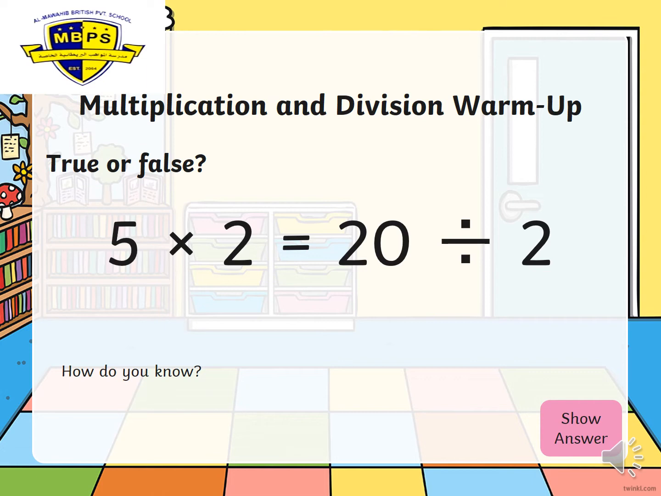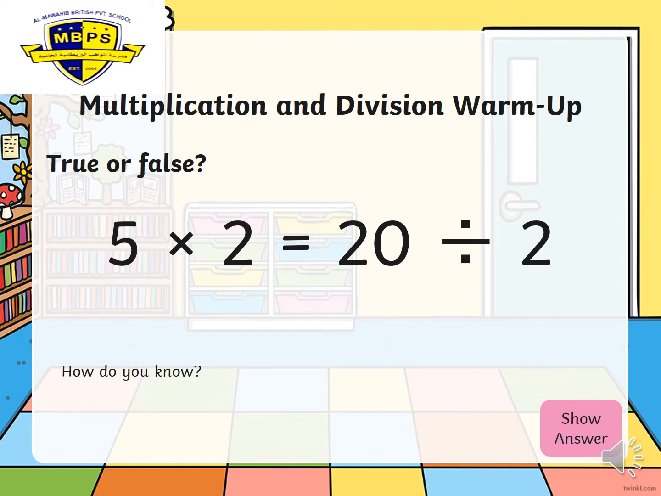If you want to find the answer, or if you want to know is it true or false, you have to find the answer of each number sentence first. I want you first to think about 5 multiplied by 2. 5 times 2 equals what? Write it on your paper.